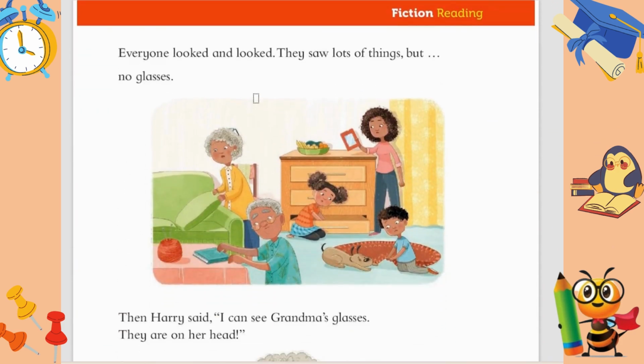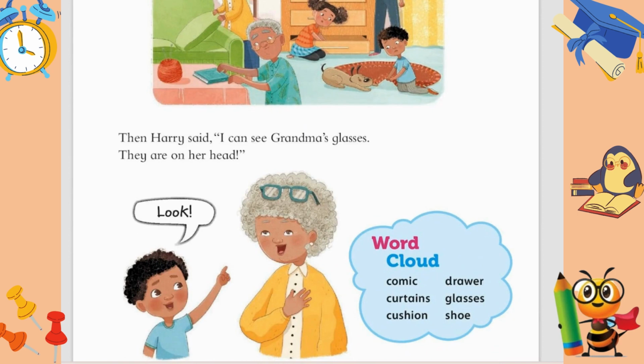Everyone looked and looked. It means they tried to find and find. They saw lots of things, but no glasses. So they cannot find the glasses. Everyone found something. Grandma found the pen, grandpa found the book, Harry found the comic, Megan found her lost teddy, and mom found Megan's lost shoe. But there were no glasses. They looked and looked, trying to find.